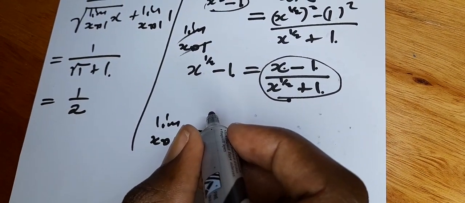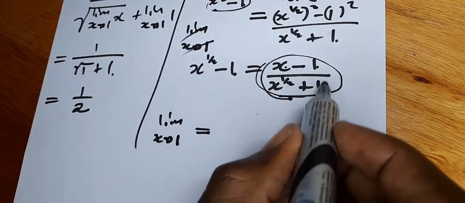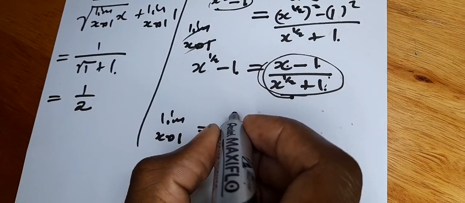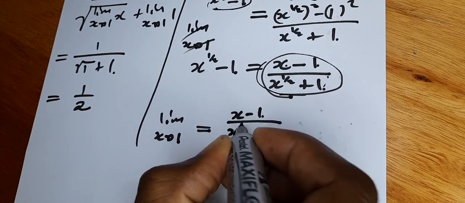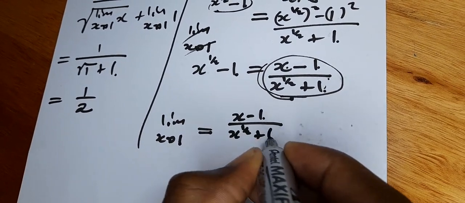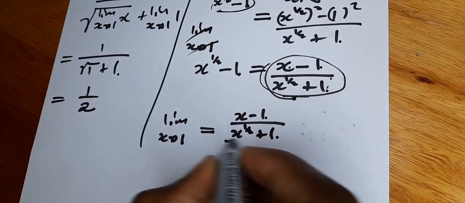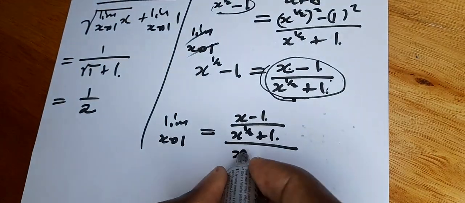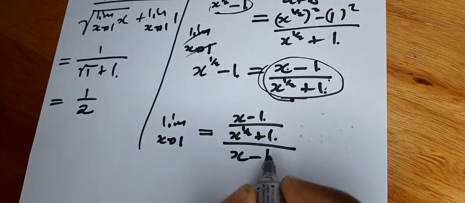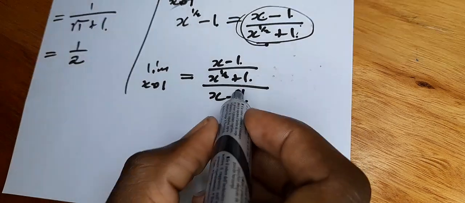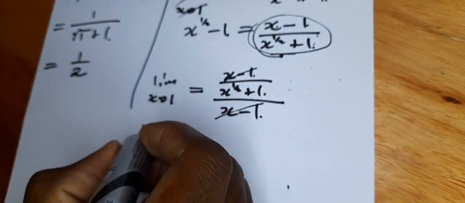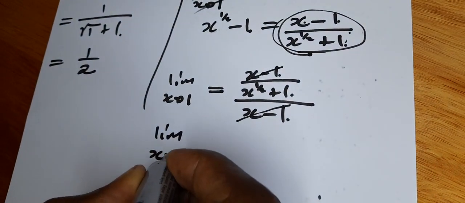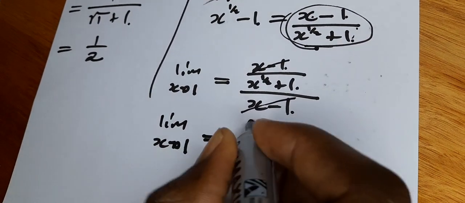Then now we can replace the limit when x approaches 1, where there is the square root of x minus 1, I'm going to substitute this. I have x minus 1 all over x to the power 1 over 2, and then plus 1, all over this one, which is x minus 1. Then now we can see this one will cancel that part.